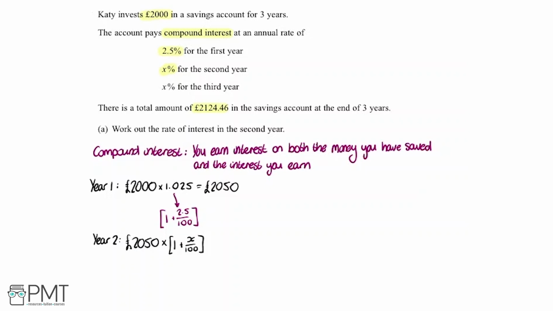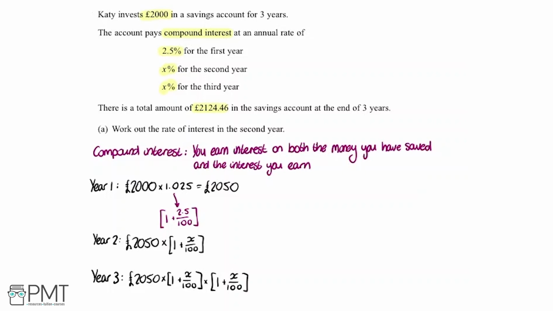Okay, great. I'm now going to move on to year 3. In year 3, all of this is going to be our starting point. So we're going to start with 2,050 multiplied by 1 plus X over 100. That's our starting point. And then we're told up in the question, again, it's X% interest for the third year. So the same as last time, on top of our starting point here, we're going to multiply that by 1 plus our interest, so X% over 100.